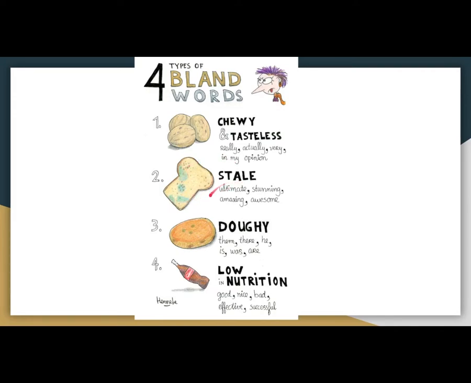Stale words, these are overused words. Ultimate, stunning, amazing, awesome, lit, no cap. All of those kinds of words, they don't mean anything. Based, if you've been there. Doughy: them, there, he, is, was, are. We'll get into that one a lot more, because these seem like very essential words. And then low nutrition words, like Coca-Cola, or the marshmallow as it were: good, nice, bad, effective, successful.